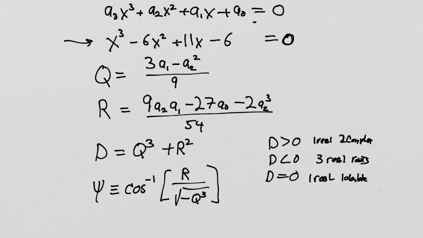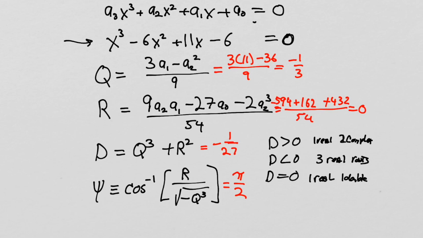So now, if we calculated these numbers for our particular equation as an example, what would we get? For our expression, the values are Q is minus 1/3, R actually is 0, and D is minus 127, the discriminant, which is less than 0, as we expect. And this angle psi, that's so important, is the inverse cosine of 0, since R is 0, which is pi over 2.